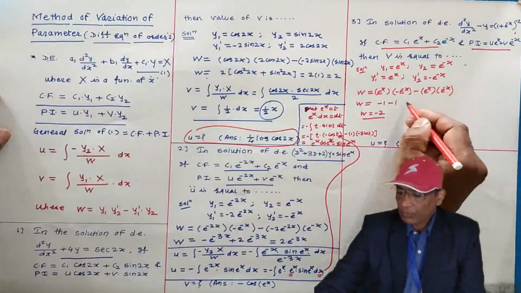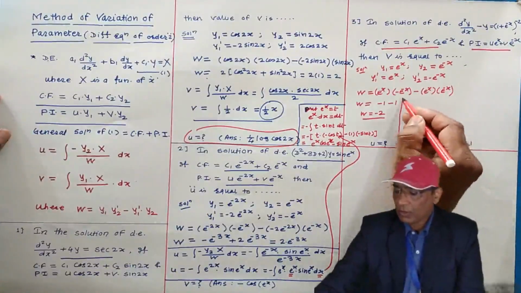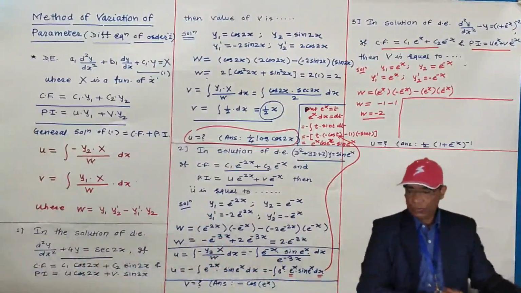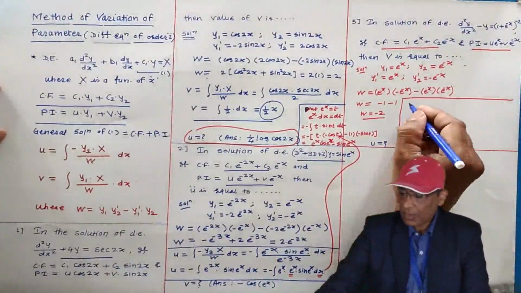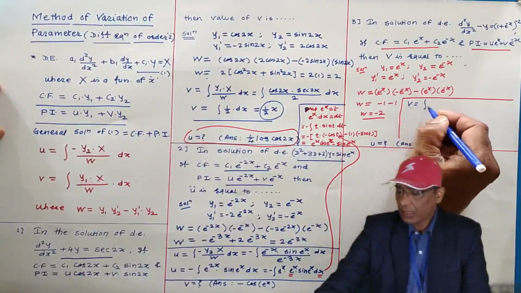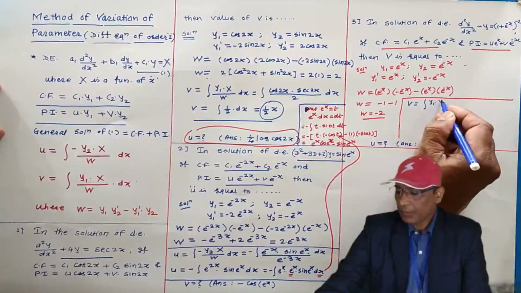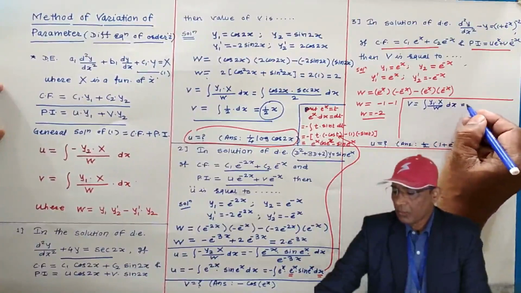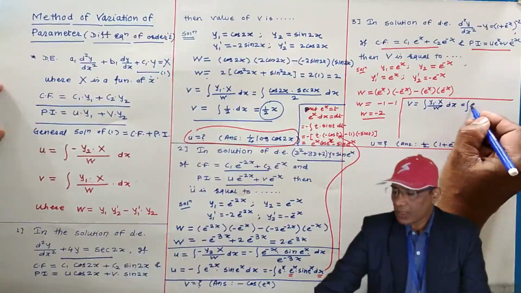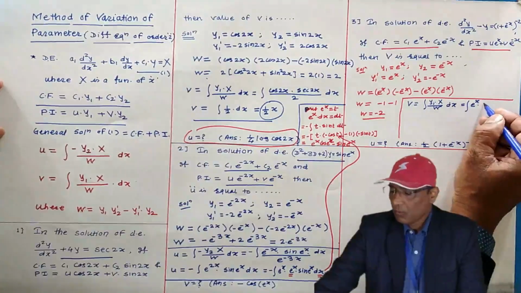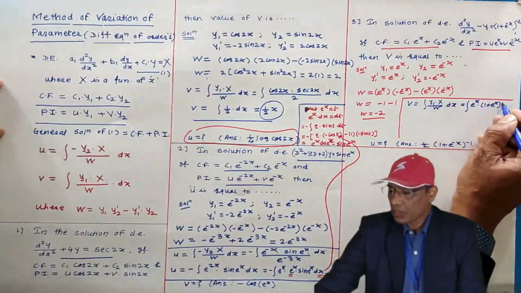So now try to find out value of what is asked to find. Value of v is asked to find. Now I am going to find out value of v. What is the formula for v? Formula for v is integral y1 into capital X by w. Then y1 is e to the power x. This capital X is 1 plus e to the power x raised to minus 2.